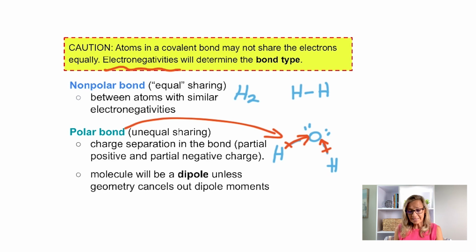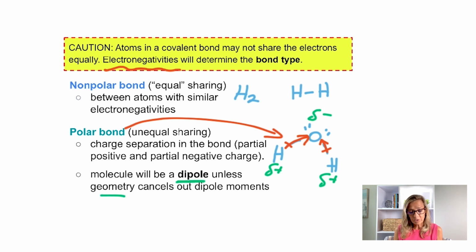And when we do this, we get a slightly negative end because it's got extra electrons there. They're closer, so that end is slightly negative. That little symbol there is a delta, and that means slightly positive, slightly negative. Not a full charge, but slightly. And so this molecule is actually what we call a dipole. It's got a slightly negative end and a slightly positive end. And the more polar that bond, the stronger that dipole.